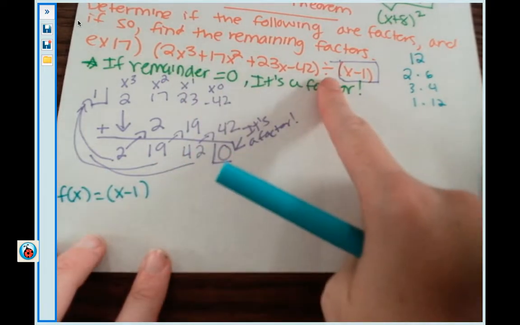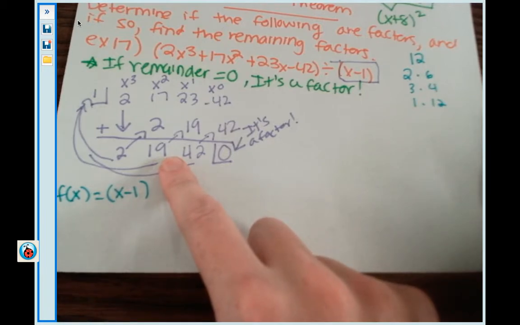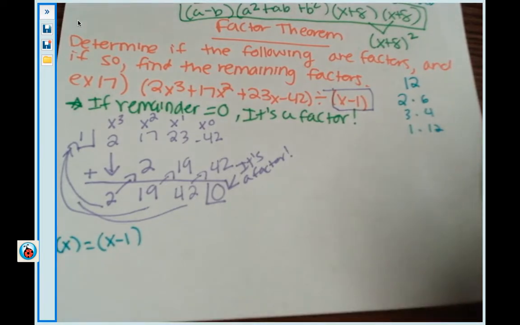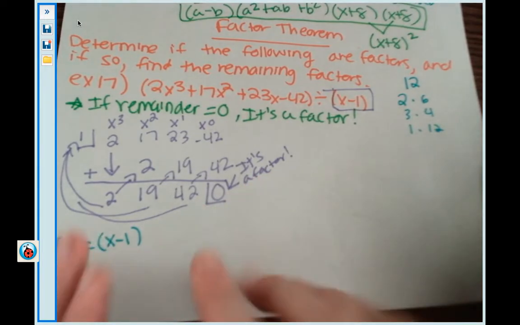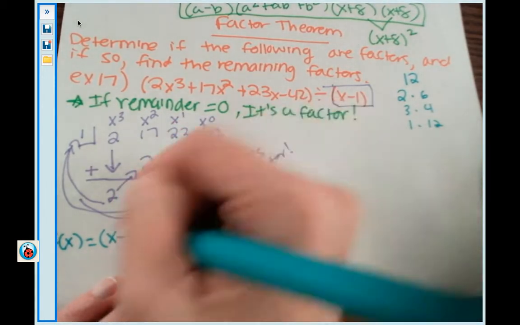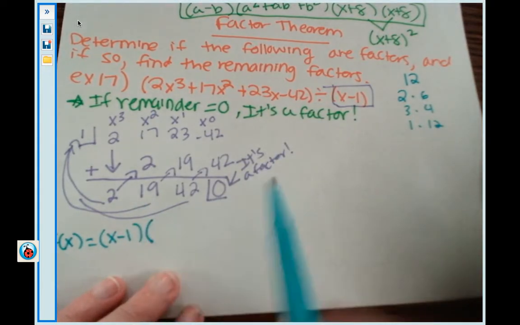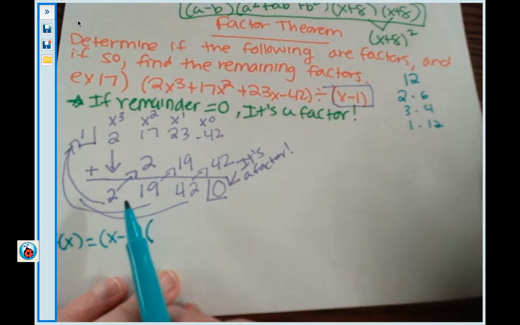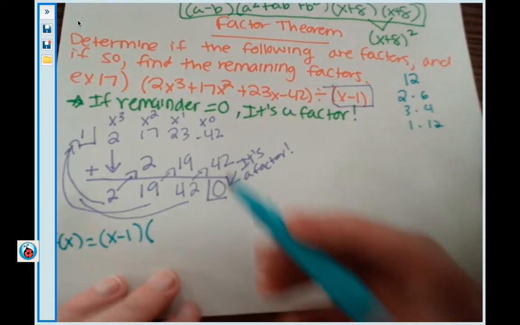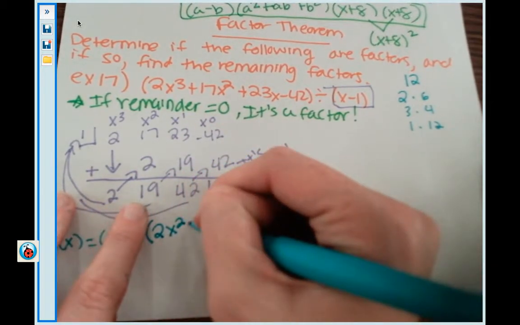As of right now, I don't care about this original dividend. I care about the resulting quotient down here, which is called the depressed equation. It's a little bit smaller than the start equation, and I guess it's kind of sad, so we call it the depressed equation. I know it's depressing, right? Remember when we write our quotient, we start with one exponent less than our highest exponent. We have an x to the third, and 1 less than x to the third is x squared. So these are my coefficients, so we have 2x squared plus 19.